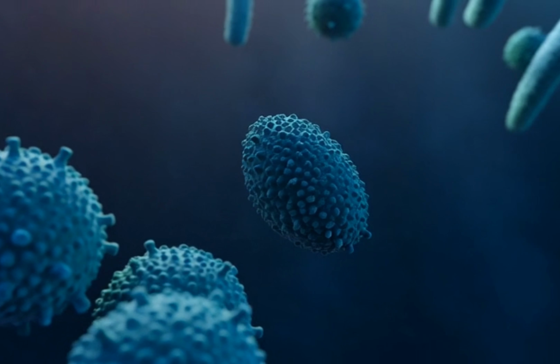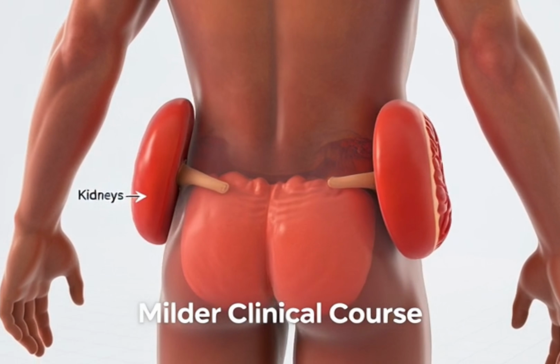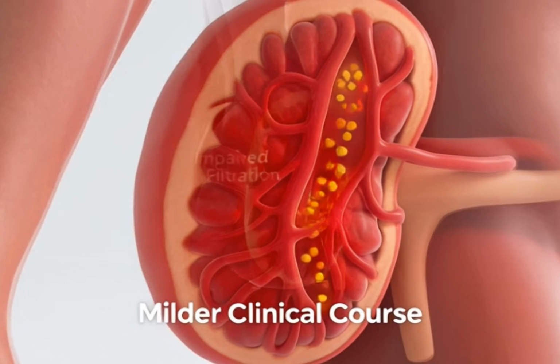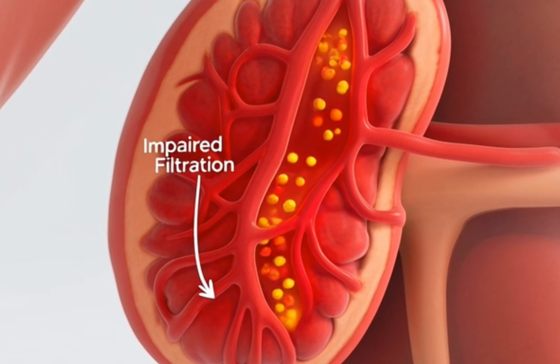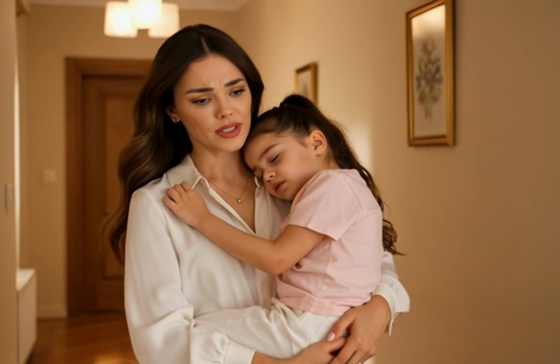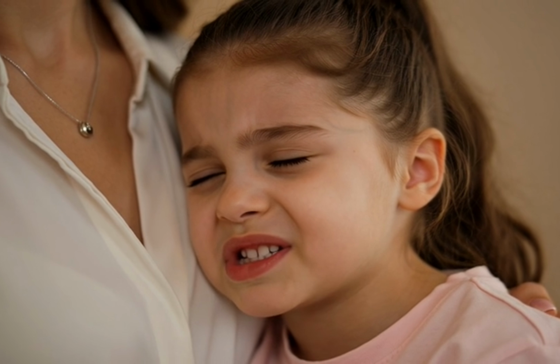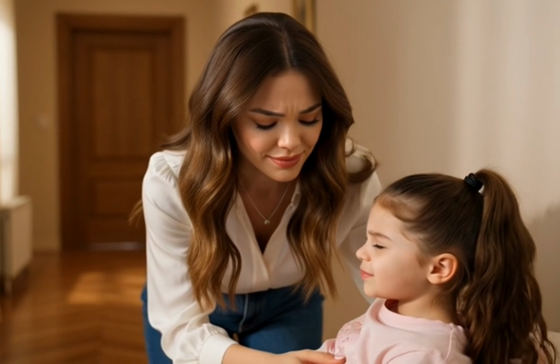Infections caused by the Hantavirus and some Dubrava-Belgrade virus strains often result in a milder form of the disease known as nephropathia epidemica. Children generally experience milder symptoms, while infections during pregnancy may lead to more serious outcomes.